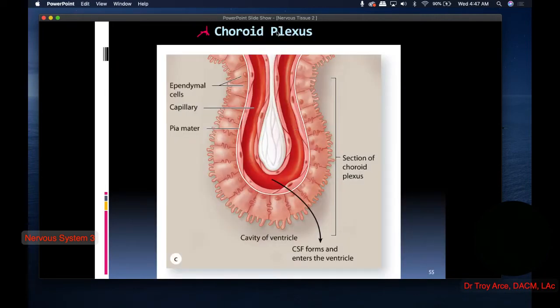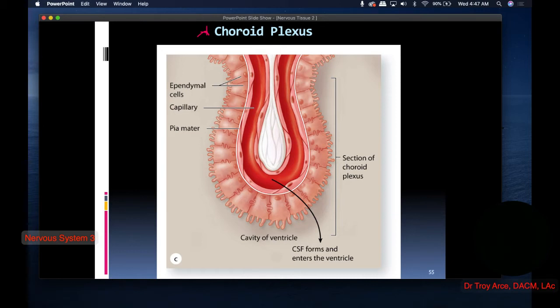And here's an example of the ependymal cells, which line this choroid plexus. Again, this is where our CSF forms, right in through here. And this is just a section of a choroid plexus and a cavity of one of the ventricles. So kind of a picture. And there's your pia mater, right in through there, that lines this whole area. As you can see, it's the last layer, right?